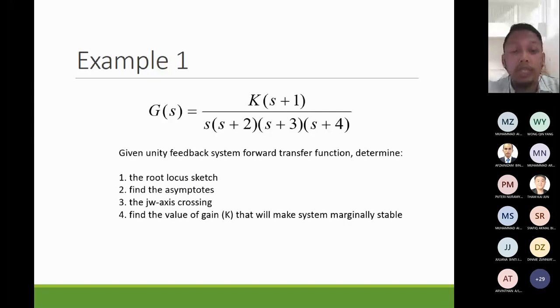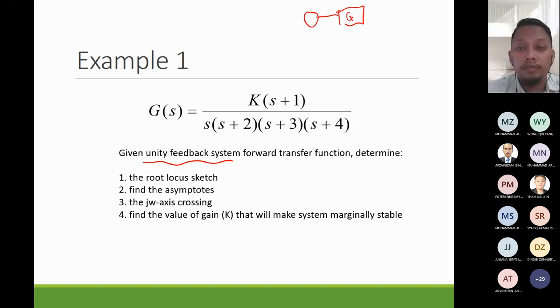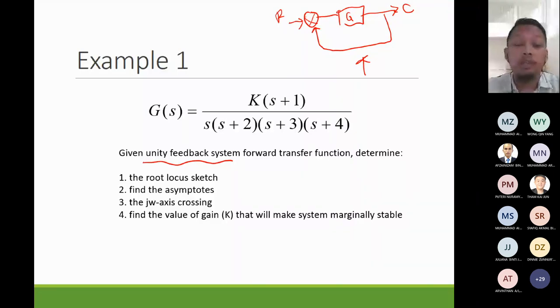So let's say you are given this G(s), and then you are given a unity feedback system. So when you see the words unity feedback system, always remember it looks like this. So this is R, the input, C is the output, and this is the summing junction. And in a unity feedback system, the feedback has a unity transfer function, meaning H(s) equals 1. So always remember a unity feedback system has this form. They might give you only the wording, not show you how the block diagram looks. So when you see the words unity feedback system, then it's this system, okay?